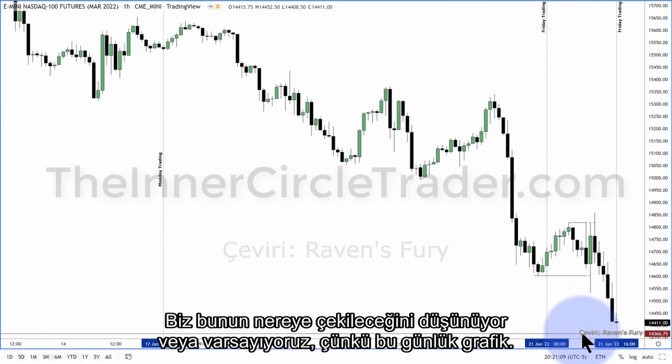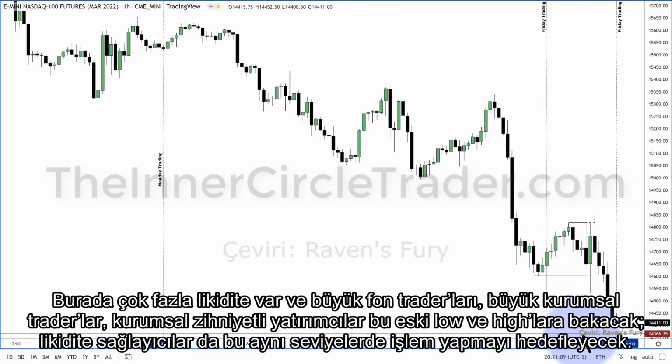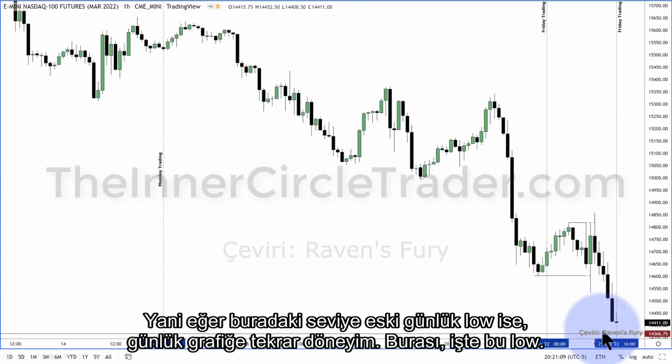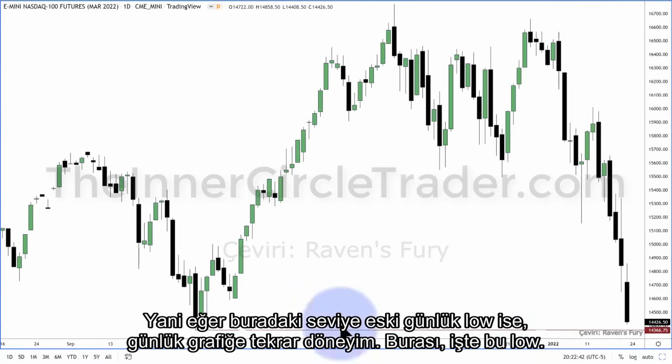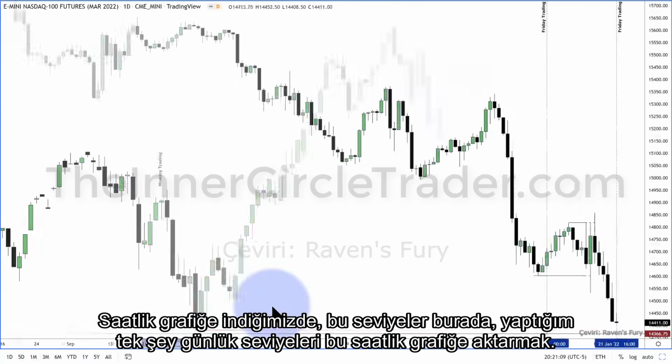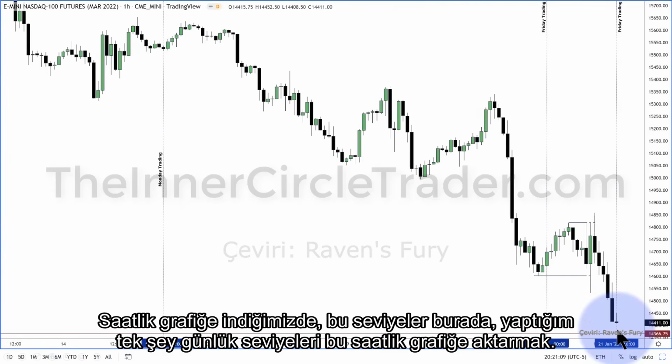That's what we're assuming it's going to draw to, because on that daily chart there's lots of liquidity. And large fund traders, large institutional traders, institutional mindset investors will be looking at these old lows and old highs. And liquidity providers will be looking to take business in around these same levels. So if we know that this level down here is the old daily low, and again, I'm going to take it back up to the daily chart, that's this low right here. By dropping down into the hourly chart, that level is here. All I'm doing is transposing those daily levels right to this hourly chart.